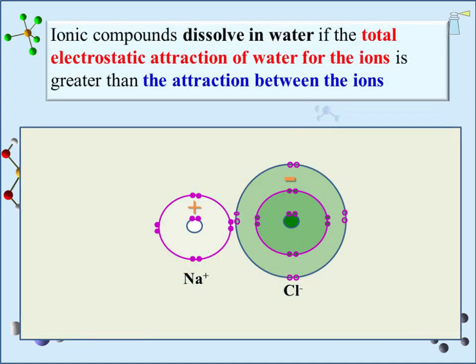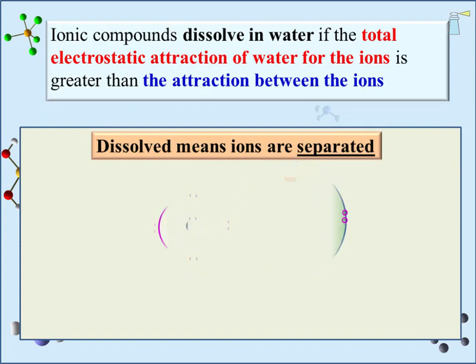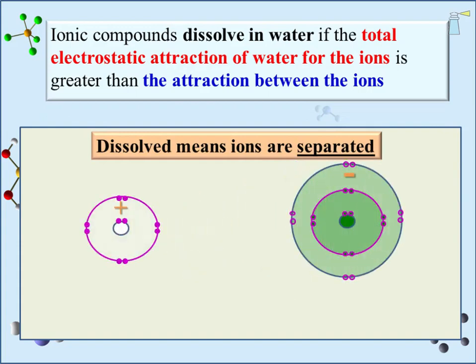To show that, we first have to discuss what we mean by dissolved. For an ionic compound, dissolved means the ions are separated to a degree that the ionic bond is broken. We know that breaking a bond takes energy. So where does that energy come from?